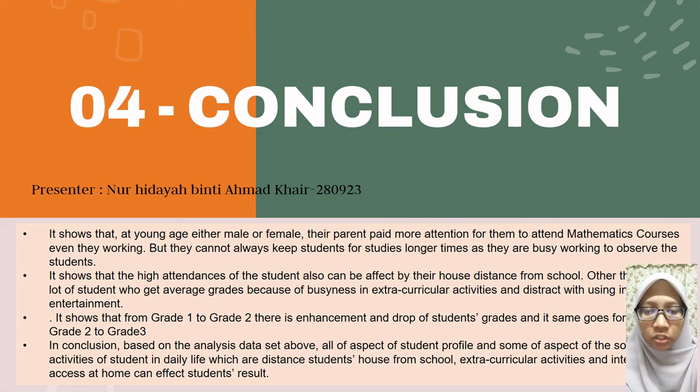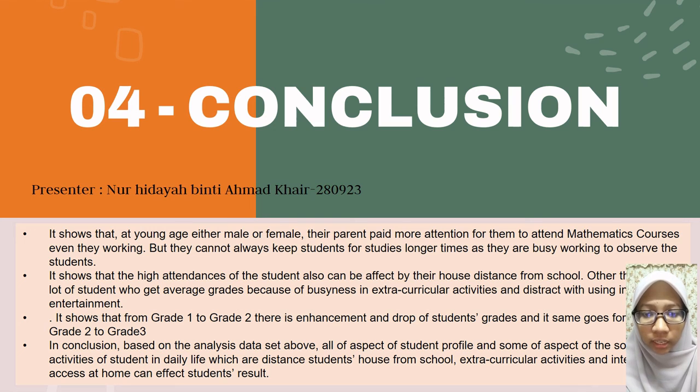Conclusion. First, it shows that at a young age, either male or female, their parents pay more attention to them attending mathematics courses even when they are working. But they cannot always keep watch over the students' studies for longer times as they are busy working. Second, it shows that the high attendance of students can also be affected by their house distance from school. Other than that, a lot of students get average grades because of busyness in extracurricular activities and distraction from using the internet for entertainment. Third, it shows that from grade 1 to grade 2, there are enhancements and drops of students' grades, and the same goes for grade 2 to grade 3.